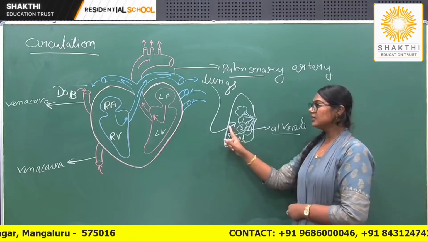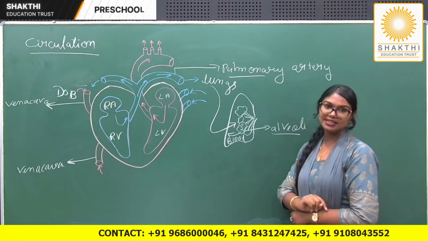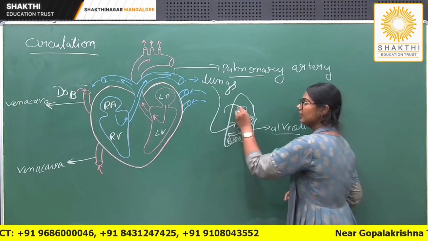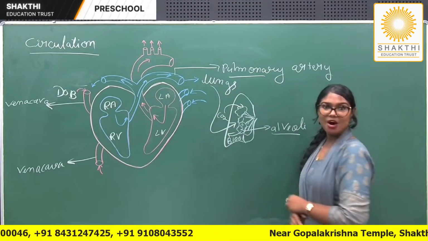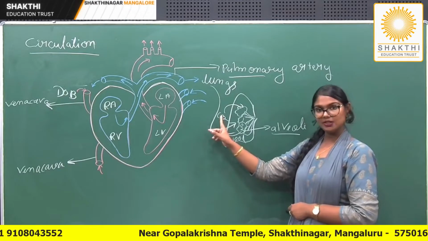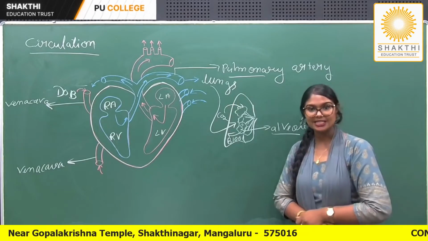At the same time, the DOB or the deoxygenated blood will have carbon dioxide gas. This carbon dioxide will go to the alveoli. I will repeat, oxygen goes from alveoli to the blood. Carbon dioxide goes from blood to the alveoli. Exchange of gases has taken place.